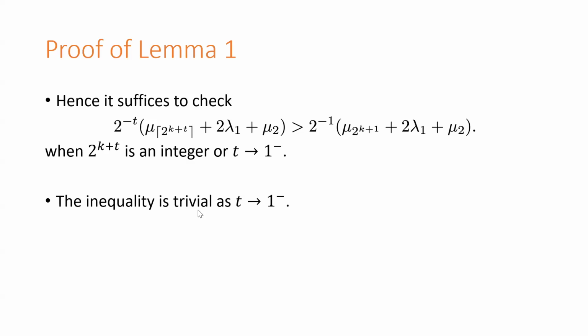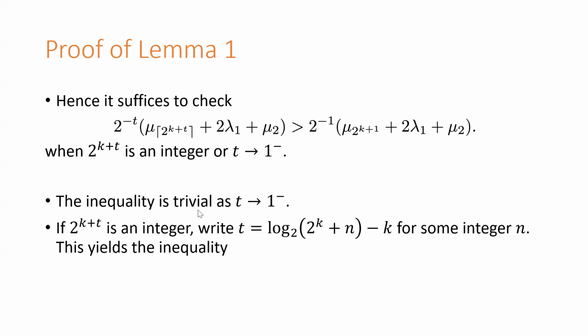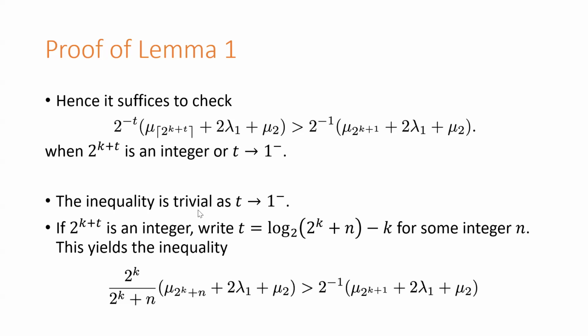And if t approaches 1 from the left, that's trivial because this thing just becomes this and cancels, and we get 2 to the negative t greater than 2 to the negative 1, okay? And if 2 to the k plus t is an integer, well, this means that we can write t very precisely in this form for some integer n. So now if we just plug in this form for t, we get a new inequality.